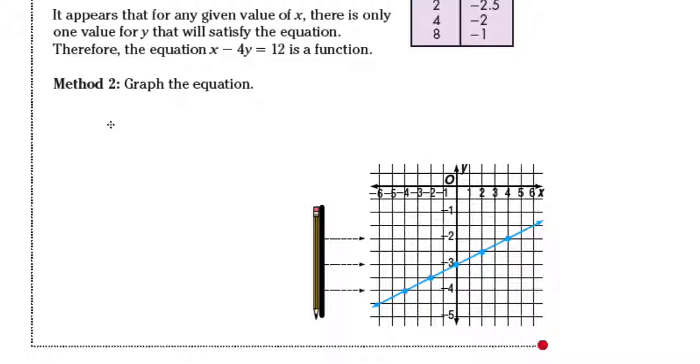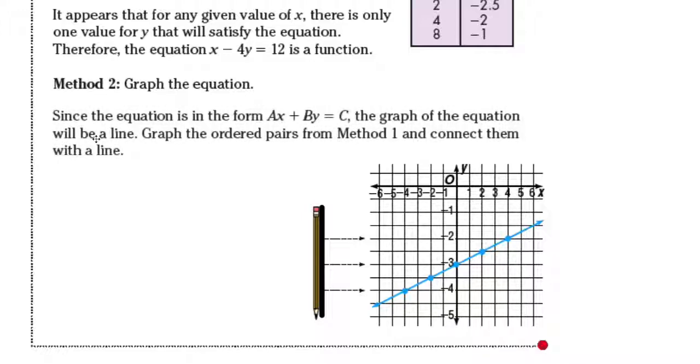The next method that we are going to look at is what we call the vertical line method. So how do we do that? Since the equation is in the form of ax plus by equals c, the graph of the equation will be a line, such as that one. Graph the ordered pairs from method 1 and connect them with a line, and we just did that right there.